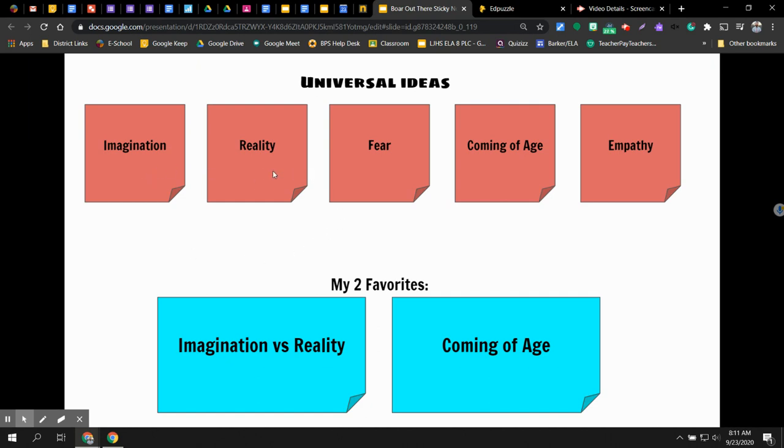You could have identified any of these universal ideas as you read: imagination versus reality, the role that fear plays in our lives as we grow up, coming of age, empathy, how we kind of come to empathize with others. So there's probably others on here that you've maybe identified that aren't on this list. But finding those universal ideas is step one towards finding a theme, which is going to be one of the most important things that we learn how to do this year.